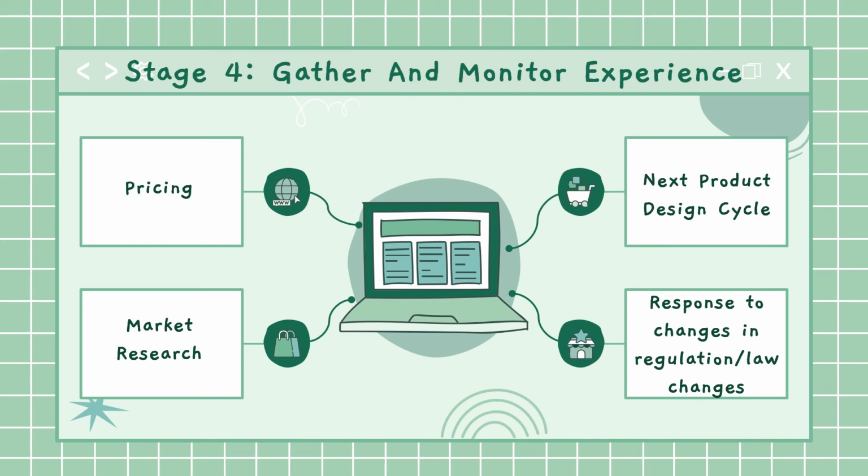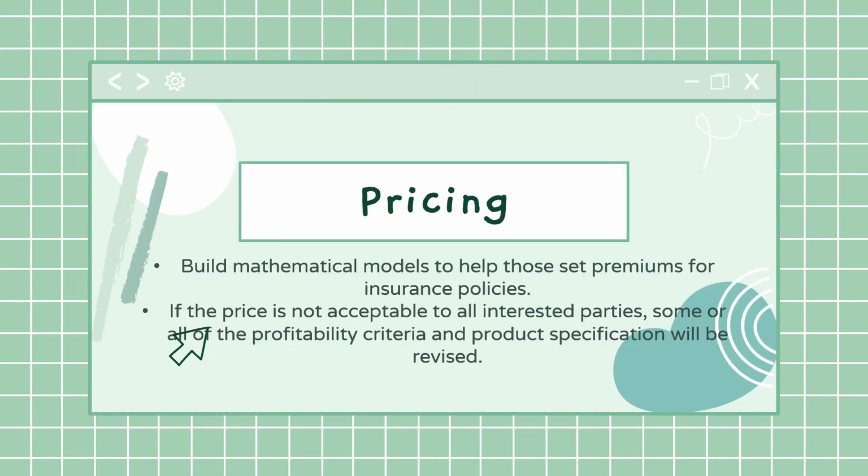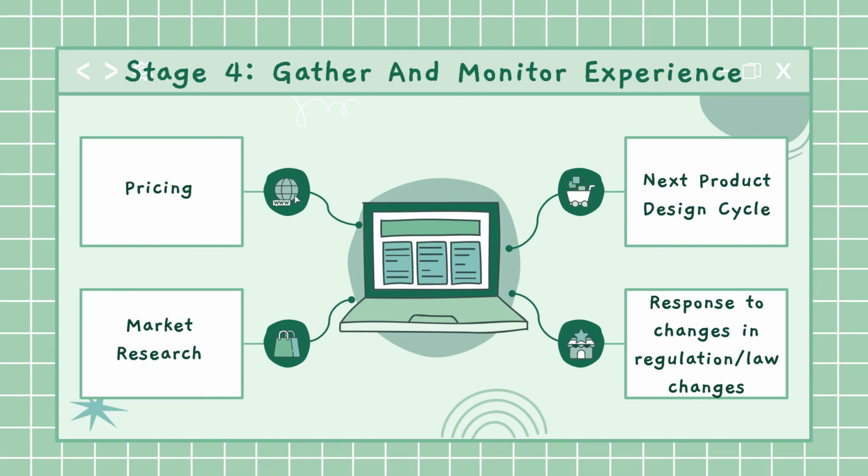Finally, stage 4, gather and monitor the experience. The first is pricing. Pricing builds mathematical models to help set premiums for insurance policies. If the price is not acceptable to all interested parties, some or all of the profitability criteria and product specification will be revised. The second one is the next product design cycle. The fourth stage often leads to the next product design cycle, as it can identify the need for a new or modified product.